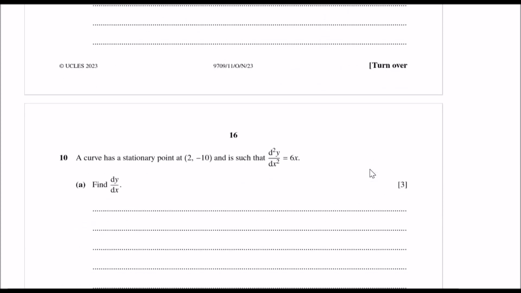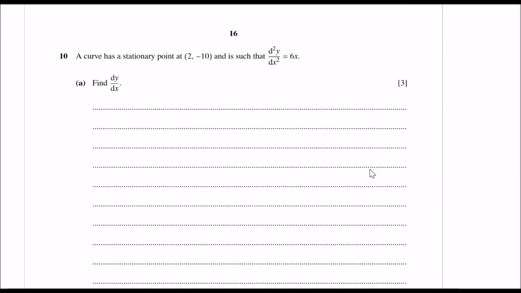Okay. Now let's go to question number 10. It says a curve has a stationary point at (2, −10) and is such that d²y/dx² = 6x. Find dy/dx. So let us write d²y/dx² = 6x.